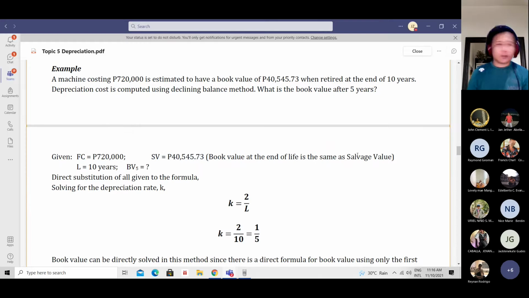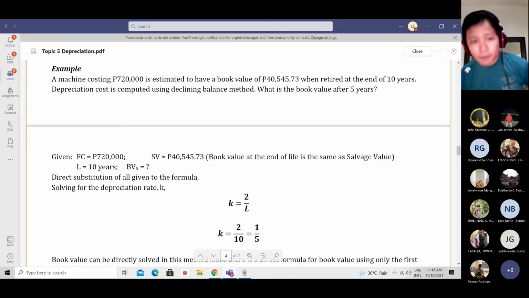So you have to take note of this one. Even if the salvage value is not named, there is a way. You just have to analyze that a value is given at the end of its life. So even if it is called book value, technically it is the remaining value at the end of life, and basically that is the salvage value.